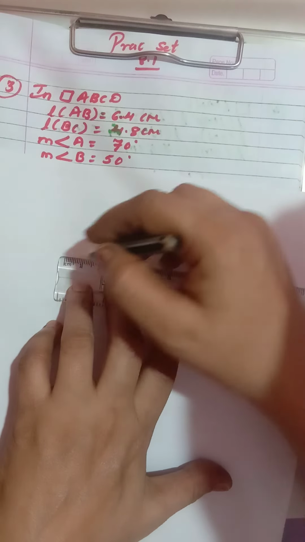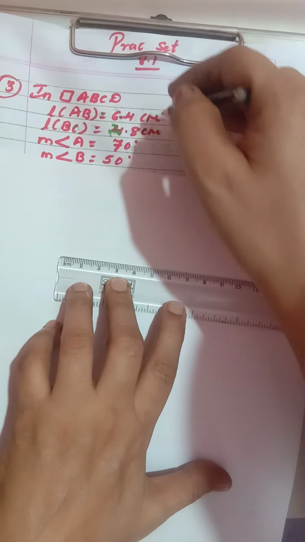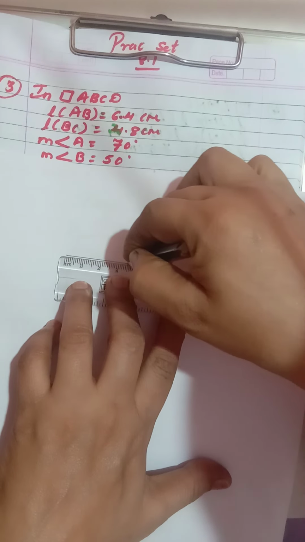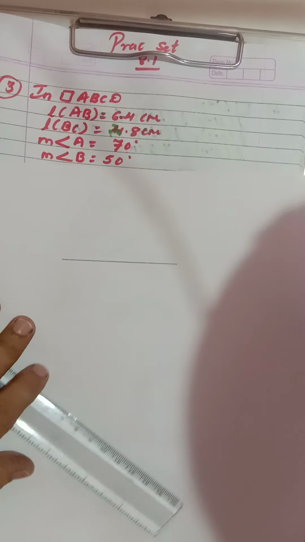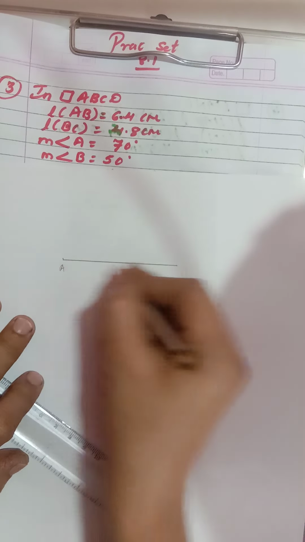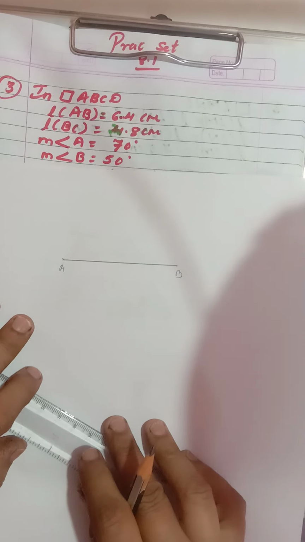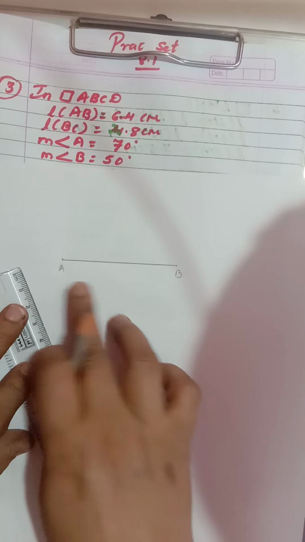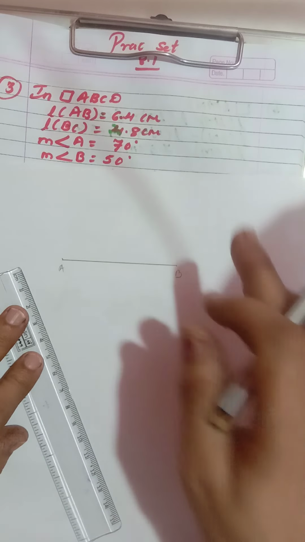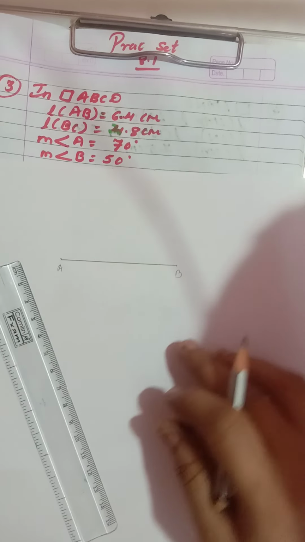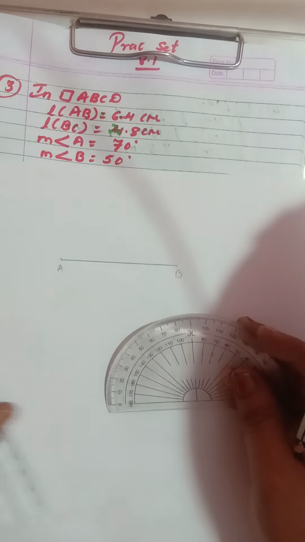Now see children, let us first construct AB 6.4 centimeter. So we are drawing AB 6.4 centimeter. Now this we have drawn. This is your A, this is your B. Next step is, now we are going to draw angle A 70 degree and angle B 50 degree. So the second step is we are going to construct the angles.